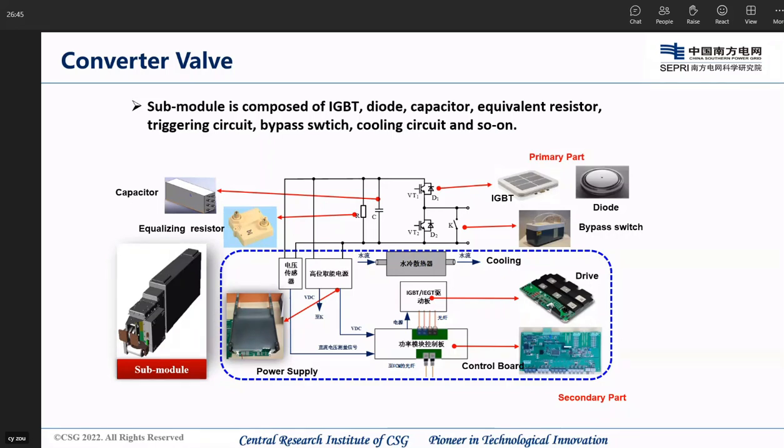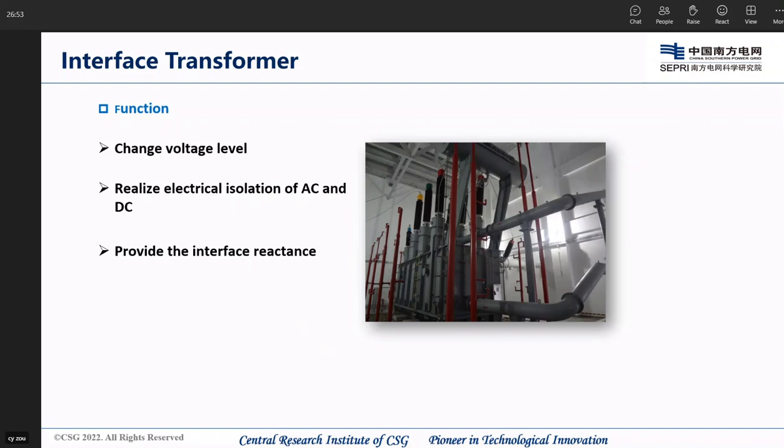The transformer is also different from LCC. In a VSC system, no harmonic will flow through the interface transformer, and it is mainly used to match the voltage level. In some scenarios, we can even cancel the transformer if the voltage of DC and AC matches. In a monopole system, the transformer is exactly the same as an AC transformer, so it will be much cheaper than the transformer in LCC.